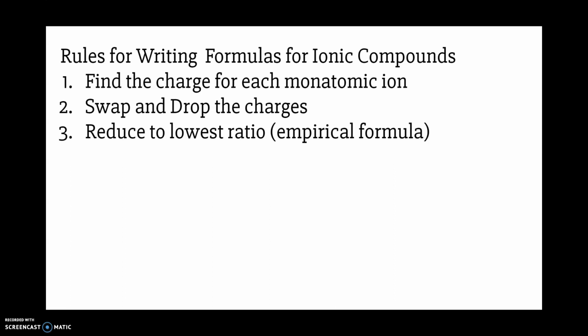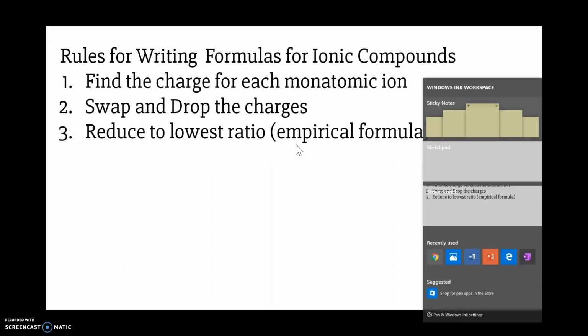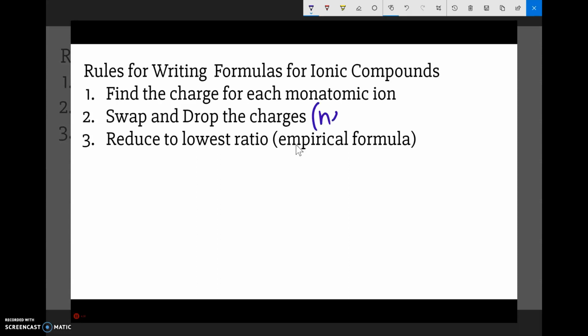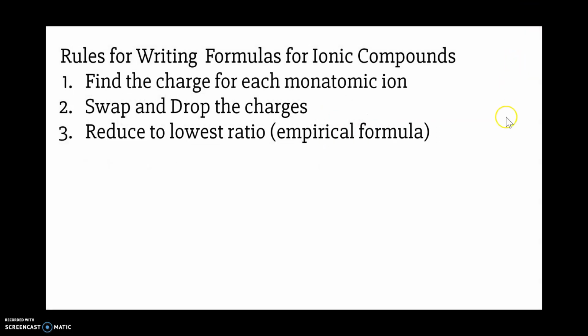And you do this because we want this to be neutral. So the reason we swap and drop is to make that formula neutral. And then the third thing is we reduce to the lowest ratio. Now we don't really do this very often because usually they already are at their lowest ratio, but this is what we call an empirical formula.